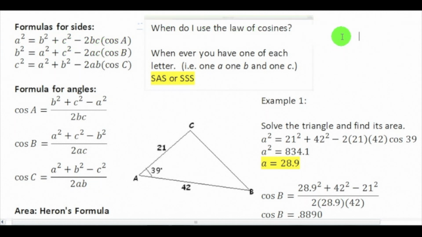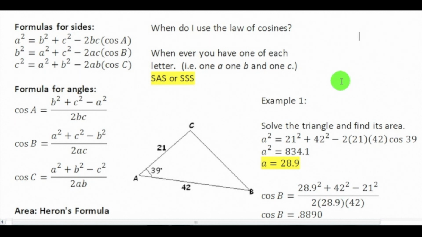When do you use the law of cosines? Law of cosines is always used when you have one of each of the letters, one A, one B, one C. I don't really care how many, or is it an angle, is it a side? That's not really relevant in this problem. I just want to have an A, a B, and a C. If you can look at that and see, well, I've got each one of those, then it's automatically law of cosines. Now, mathematically, that translates into side, angle, side, or side, side, side.